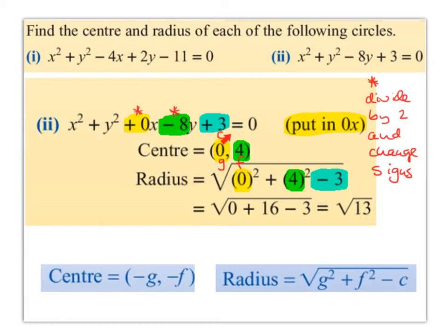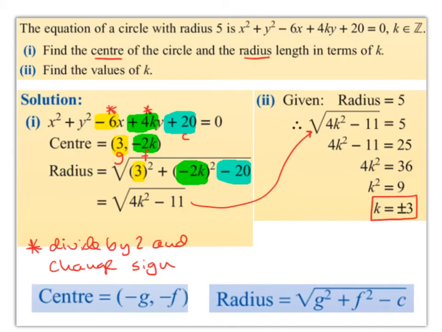So we label that G and F. Then we take the constant at the end, plus 3, we label it as C. And then to get the radius, we substitute into this formula, the square root of G squared plus F squared minus C. So we get the square root of 0 squared plus 4 squared minus 3, which gives us the square root of 13. So the centre is 0, 4, the radius is the square root of 13.